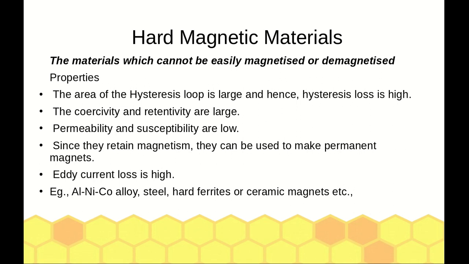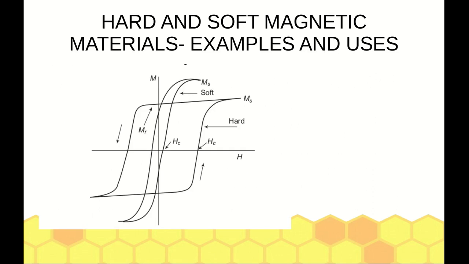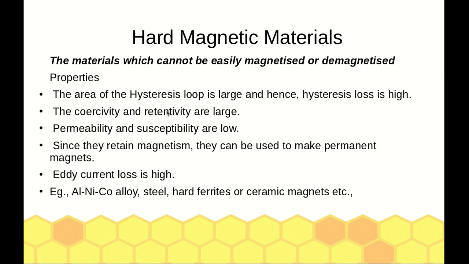The properties of hard magnetic materials. The area of the hysteresis loop of a hard magnetic material is large. Look at this picture. Generally the hard magnetic materials have a hysteresis loop like this, which has a large area. So this type of material cannot be easily magnetized, and also it cannot be easily demagnetized. So the area of the hysteresis loop is large for hard magnetic materials, and the hysteresis loss for this type of material is high.